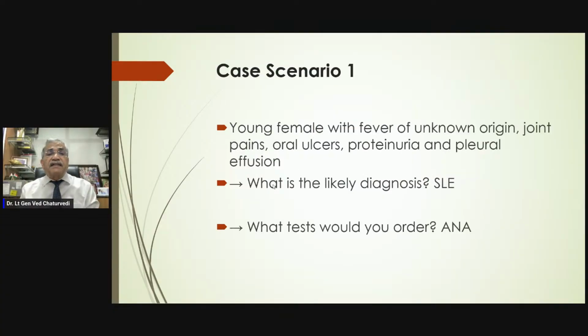So some cases are there. I'll just read a little bit. A young female with fever of unknown origin. So fever is another very important feature. PUO, you have investigated everything, everything is normal. Then ask a few questions about joint pain, ask about oral ulcers, see the protein in the urine, look for serositis like pleural effusion. Most likely diagnosis is SLE. What is the test you will do? ANA. If ANA is positive, probably it is lupus.